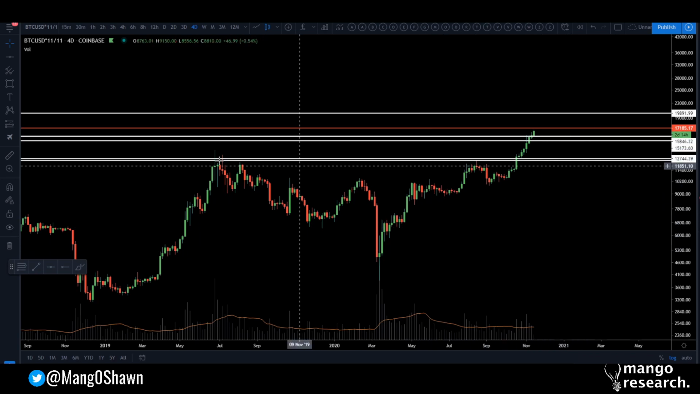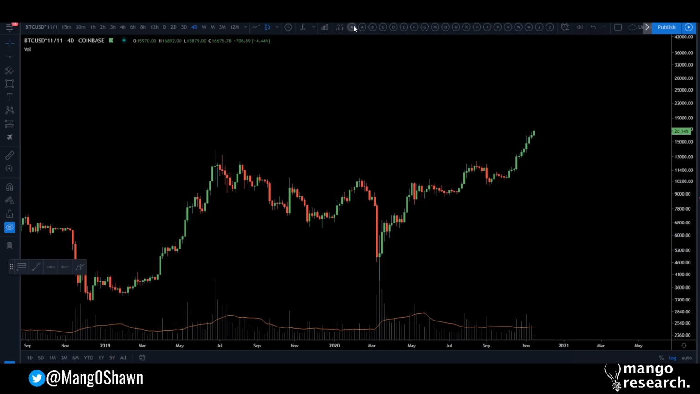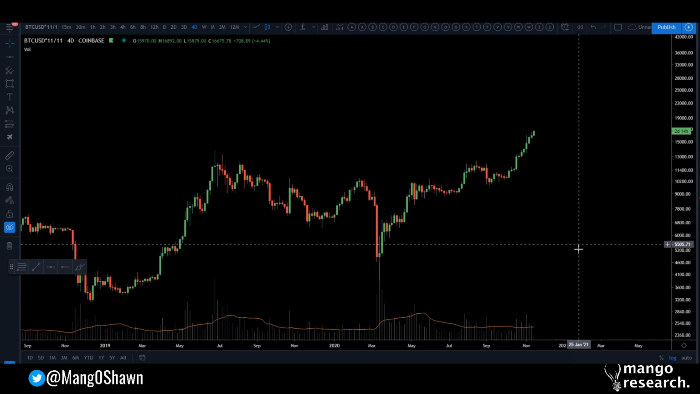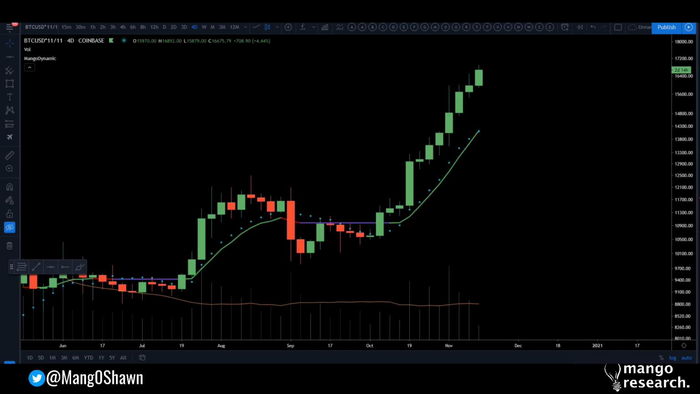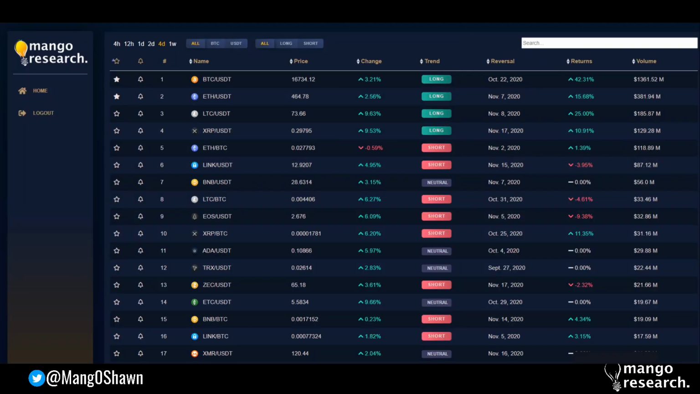Let's go ahead and just look at a trend perspective now. We're going to start with the Mango Dynamic, and the Mango Dynamic, by the way, has been beautiful for us, right? The dashboard, by the way, is based off the Mango Dynamic. The Mango Dynamic itself, the indicator, is not available, not yet at the very least. Only a couple of you have access to it.